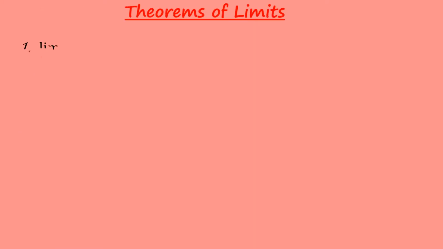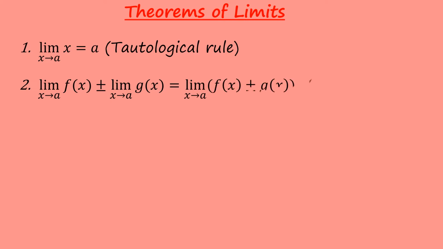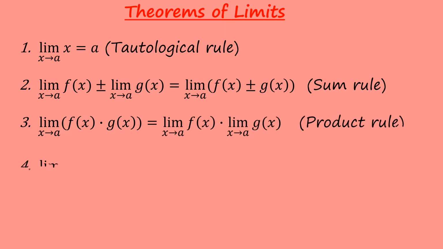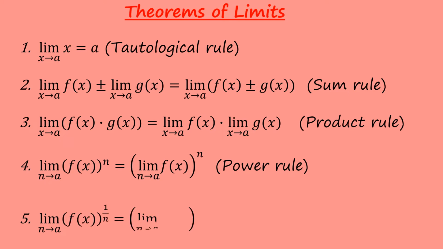Now we give some theorems of limit. If we have the limit as x tends to a of x, then we get a. We call it the tautological rule. When we have two limits, f of x and g of x, we can add or subtract them. We call it the sum or the subtracting rule. Then when these two limits multiply each other, we can separate the two, which is the product rule. When the limit has a power, then we call it the power rule. When the limit has an nth root, then we refer to that as the root rule.